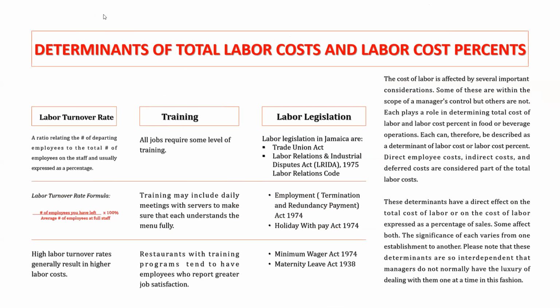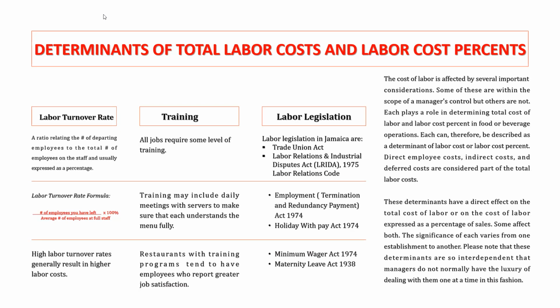And you have the Trade Union Act of 1919, and this governs the establishment, function, and conduct of registration of trade unions, outlines the procedures for gaining membership and settling industrial disputes. Then you have the Labor Relations and Industrial Dispute Act of 1975. And this stipulates the rights of the worker in relation to trade union membership and industrial relations.